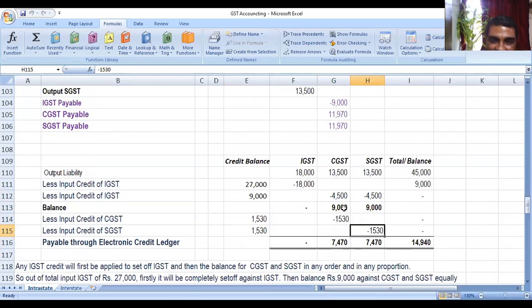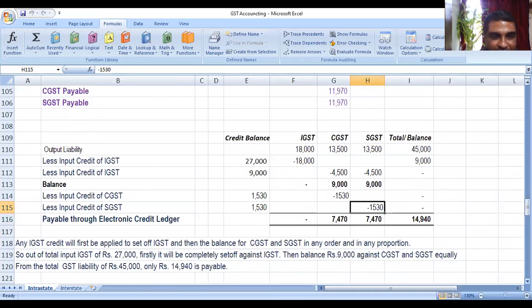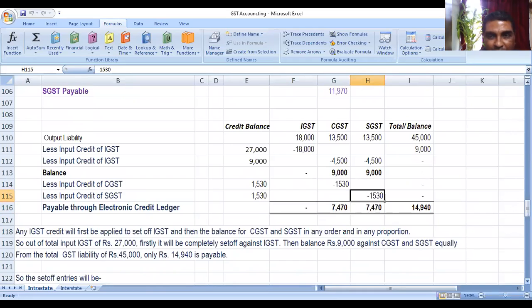I had a liability of 9,000, and I could set off 1,530. So finally, I have to pay 7,470 CGST and 7,470 SGST through the electronic cash ledger. Meaning, totally I have to pay 14,940 through cash. Understood this? And this CGST and SGST proportion can be different. Here we have taken it equally, but it can be different.